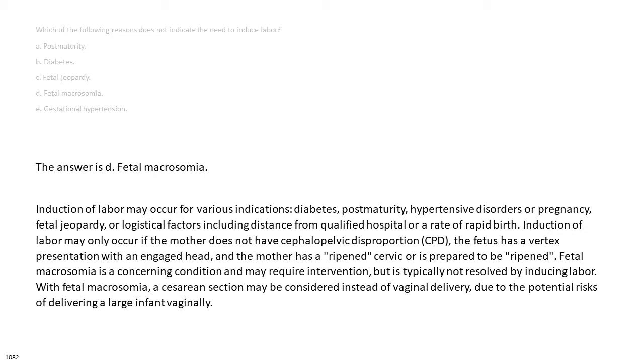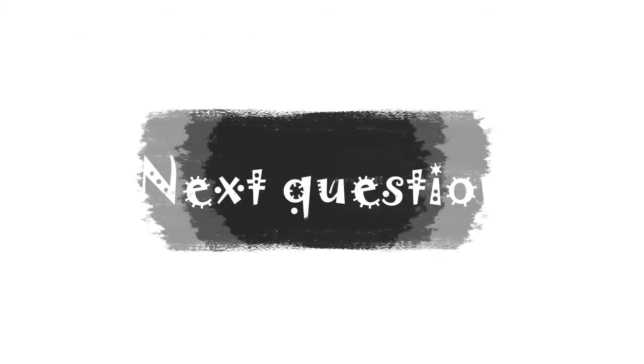Fetal macrosomia is a concerning condition and may require intervention, but is typically not resolved by inducing labor. With fetal macrosomia, a cesarean section may be considered instead of vaginal delivery, due to the potential risks of delivering a large infant vaginally.